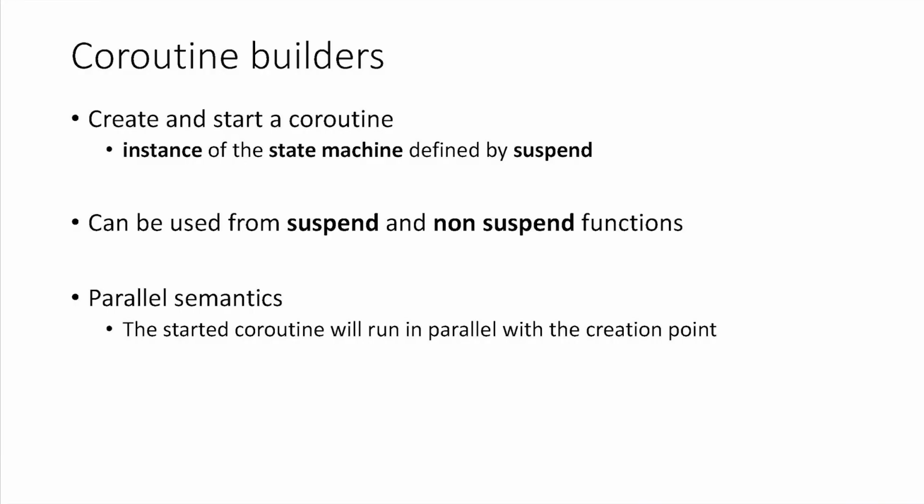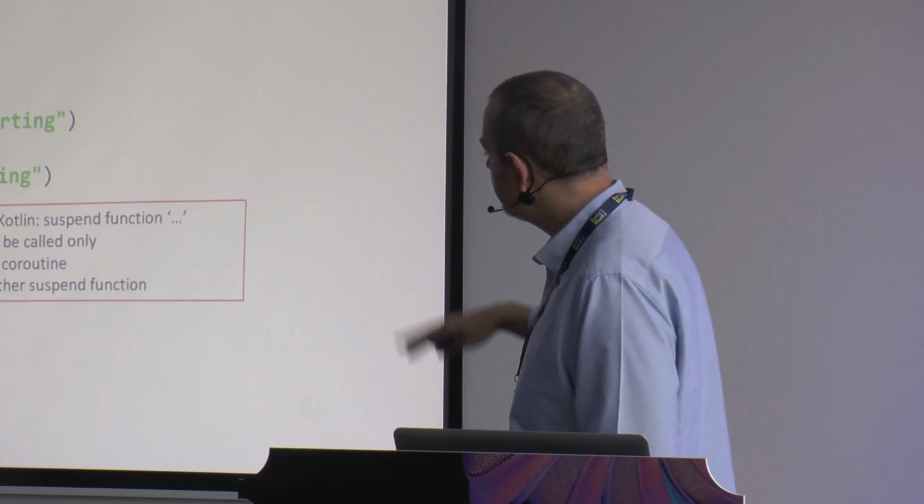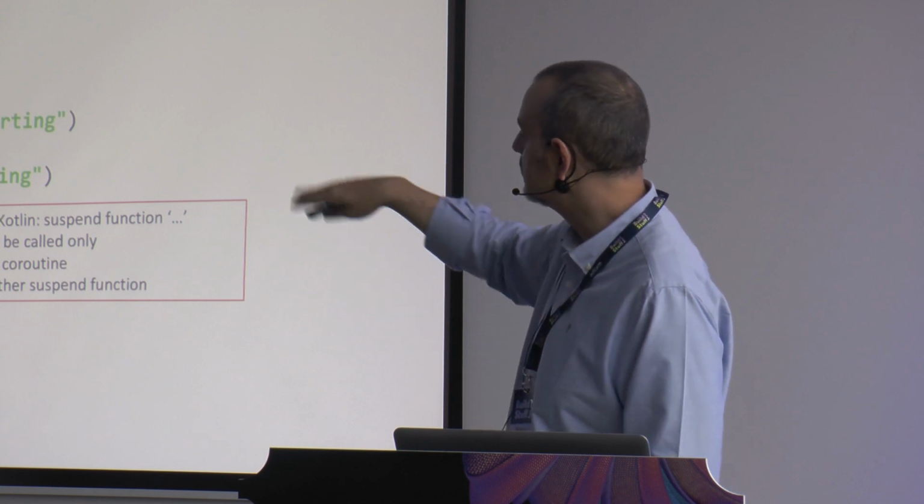So let's start with the Spring controller. I have a very simple handler with an annotation. I get example, I have some logging information, and I call example.